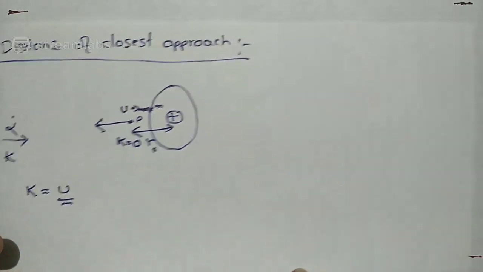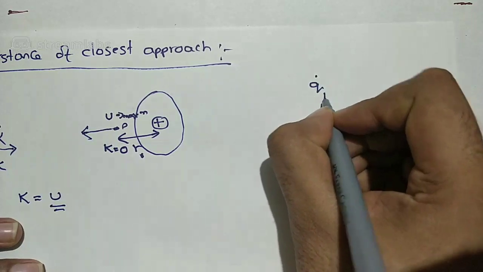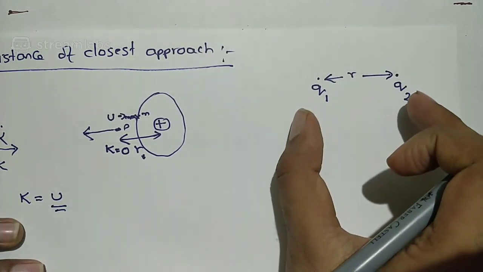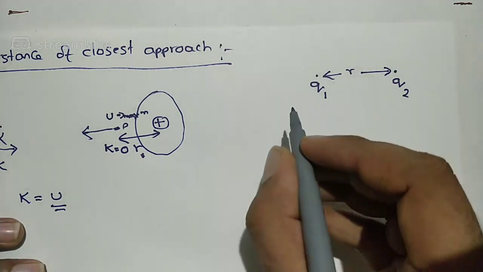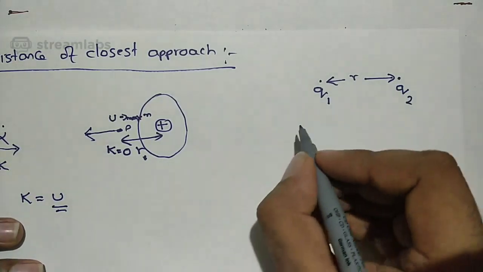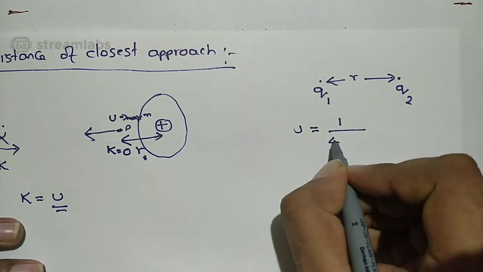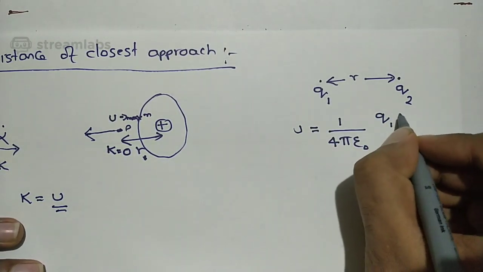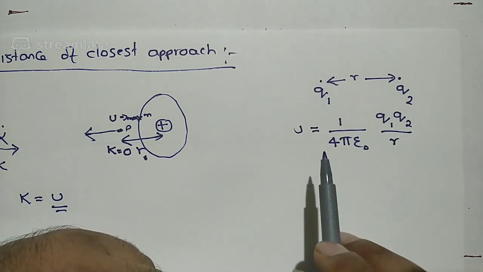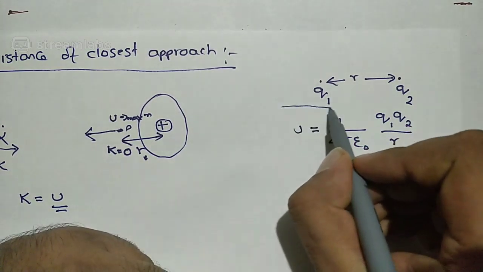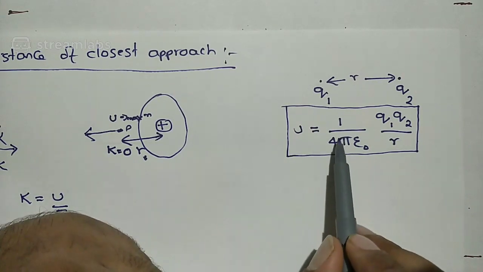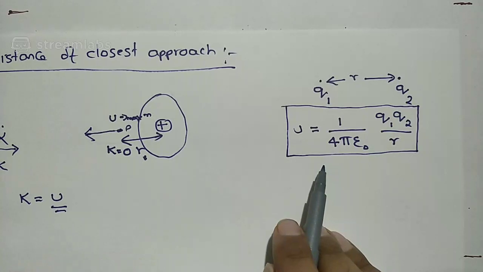The question comes, how to calculate the potential energy? Imagine there are two charges, one is Q1 and one more is Q2, separated by a distance of r. This is the simplest two-particle charge system. The potential energy of this system is the magnitude of one charge times the potential of the other charge, or you can write directly U equals 1 by 4 pi epsilon naught, Q1 Q2 by the separation between them, r. This you will study in the second topic, that is electrostatic potential and capacitors. In that chapter you will study that the potential energy of a two-particle system is 1 by 4 pi epsilon naught Q1 Q2 by r.